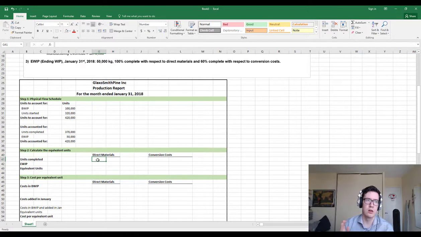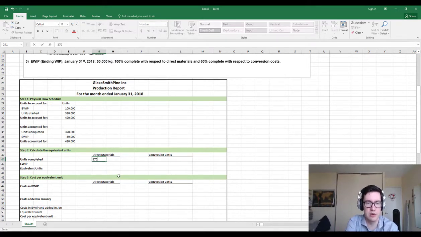Now, for FIFO, we don't want to include the units that are in our beginning work in process because that's from a prior period. And we know that with FIFO, the first inventory in is the first inventory out. So we're completely discounting the stuff that we've already worked on. So when we look at units completed, we're going to look at this 370,000 kilogram figure, but we're going to subtract the beginning work in process.